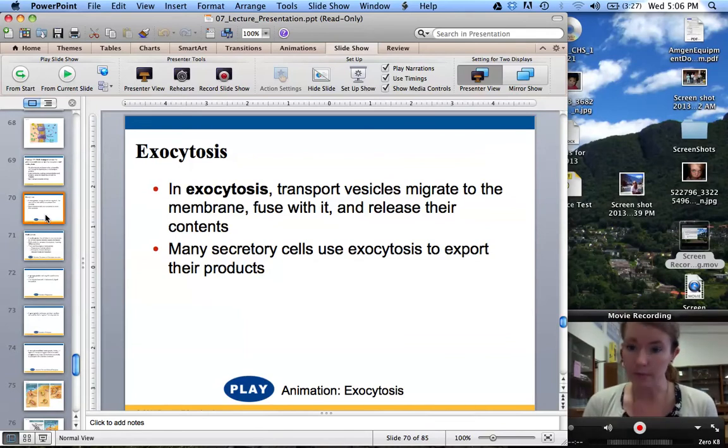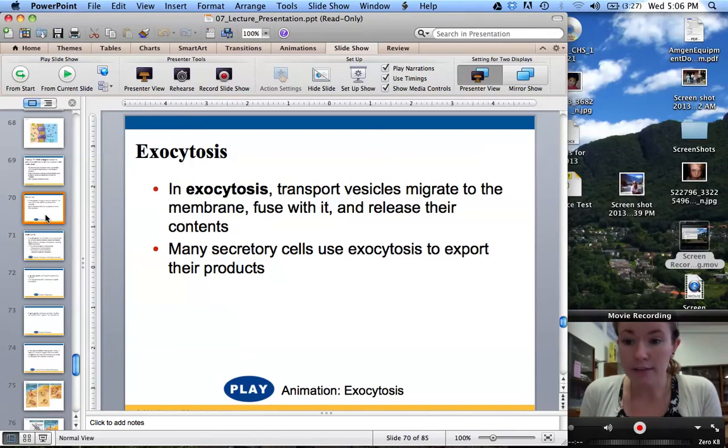Exocytosis is when transport vesicles, so remember they're moving all around the cell, carrying things wherever they need to be, from the ER to the Golgi, from the Golgi to the lysosome, or from the Golgi to the cell membrane, wherever it may be. They go to the cell membrane and they open up and they release their contents outside.